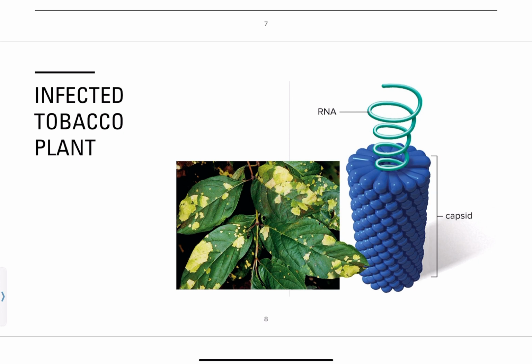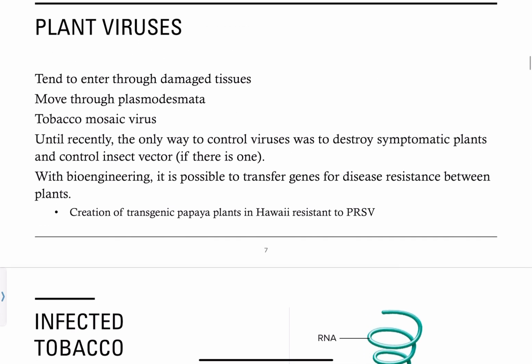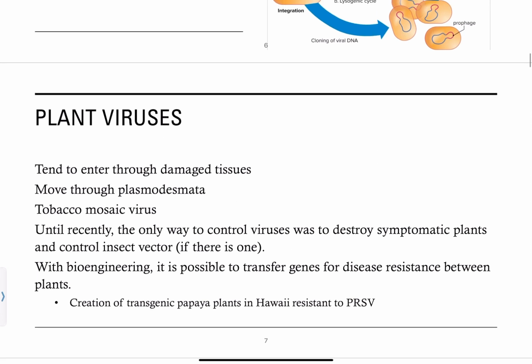For a long time, the only way to control plant viruses was really just to destroy infected plants and control insect vectors, which are the organisms that spread the virus. But now, thanks to bioengineering, we can make plants resistant to viruses. A great success story is the development of transgenic papaya plants in Hawaii, which are resistant to the papaya ring spot virus, or PRSV. So this is really a breakthrough that saved the local papaya industry.